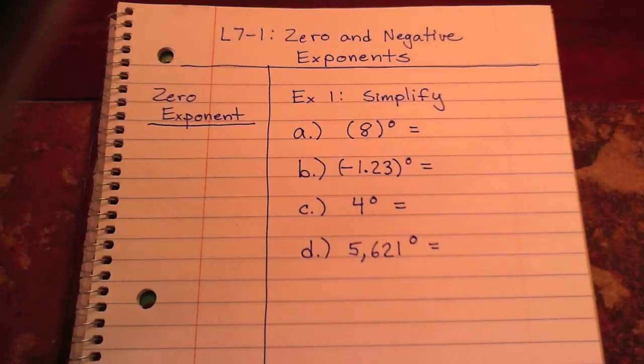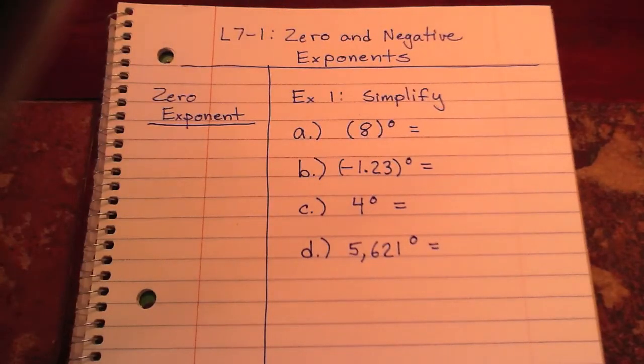In Chapter 7, we're going to be talking about exponents. And most of the rules of exponents you've already learned. You've been using exponents for a few years now. But what you're going to find is we're just going to review the rules you know and then also add a little bit more to them from time to time. So today we're going to be talking about zero and negative exponents.